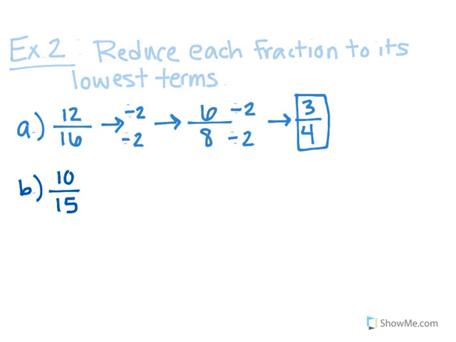So what do they have in common? What number is a factor of both 10 and 15? The only thing I can think of is 5, so I'm going to divide both the top and the bottom by 5, which will give me a 2 and a 3. So let's think, do 2 and 3 have any factors in common?